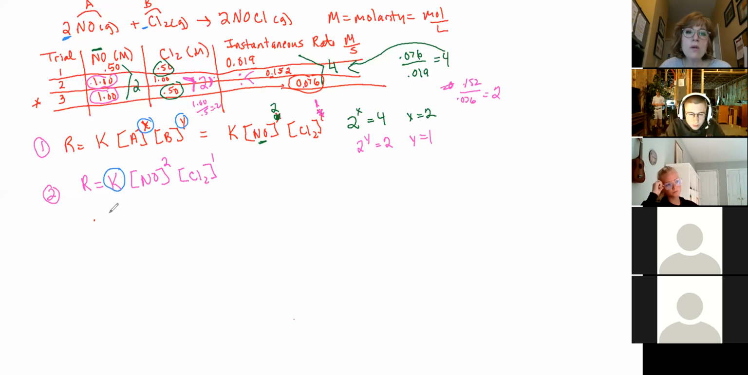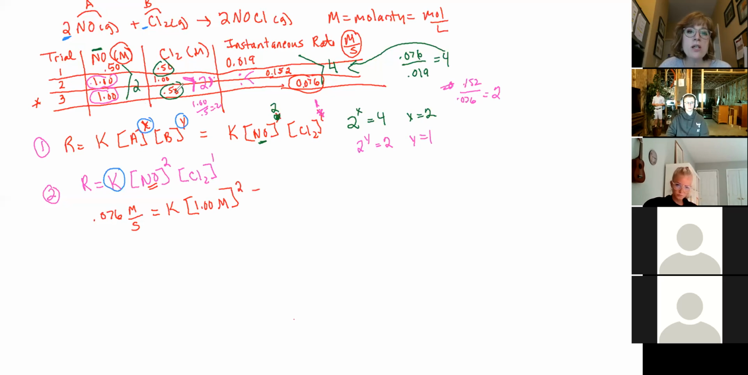0.076, and you have to put the unit, molarity over seconds. S is for seconds. So how much is the molarity changing per second? It's going to equal K. And then what's the concentration of NO? NO is 1.00 molar. You have to put the unit in the formula, molar squared, times the concentration of chlorine, which is 0.5 molar. Do y'all follow me there? Okay, all I did was take all the data from this trial and put it into the formula.